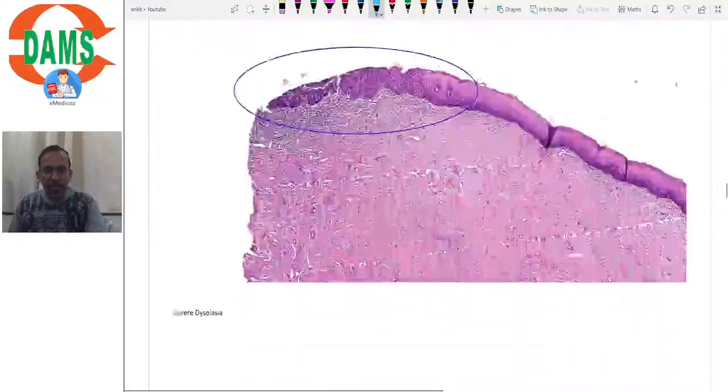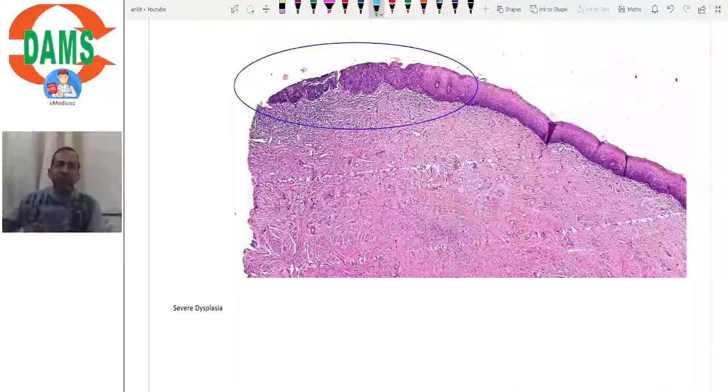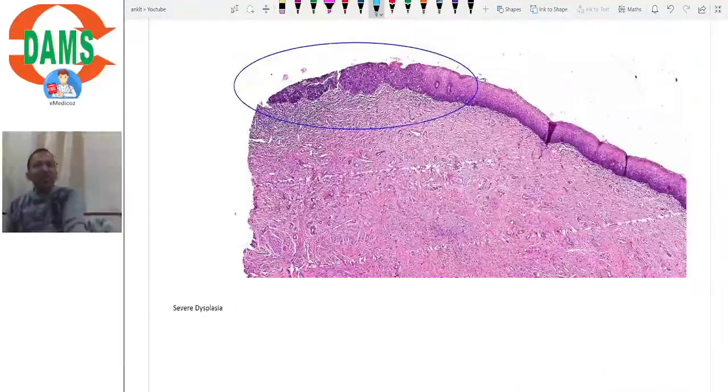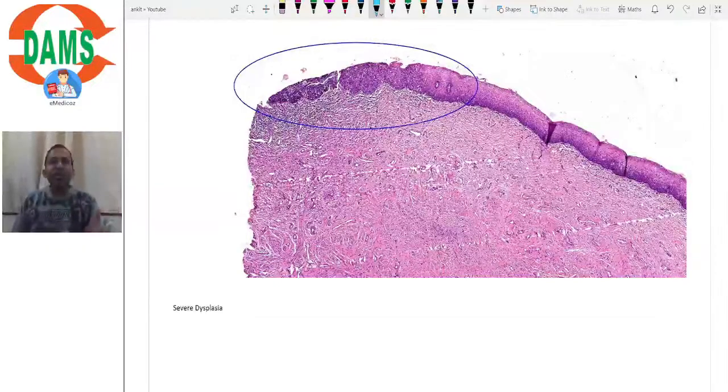Less cellular. Very good. Or you could have said more fibrous. Less cellular से ज्यादा more fibrous कमेंट ज्यादा अच्छा है क्योंकि यहां पर सेल्स का लॉस नहीं है, यहां पर फाइबर्स का एक्सेस है. ठीक है. अच्छा, यहां पर क्या दिख रहा है?